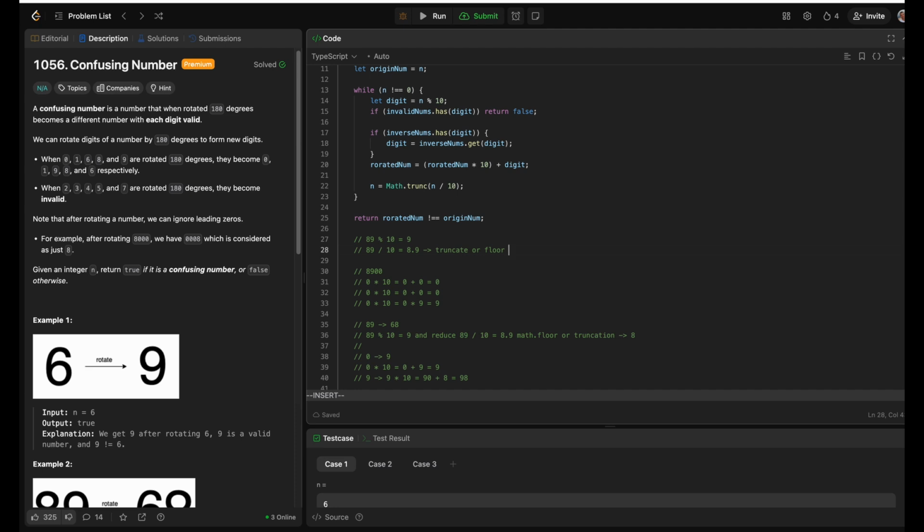So it depends on our programming languages, but for example in TypeScript or JavaScript, it will be Math.trunc or Math.floor. So in this case, both operations remove 9 from this digit. So the second step, let me enumerate this first step and second step.